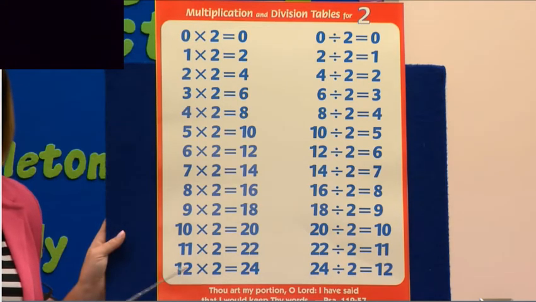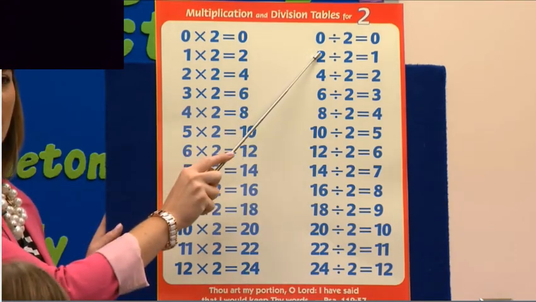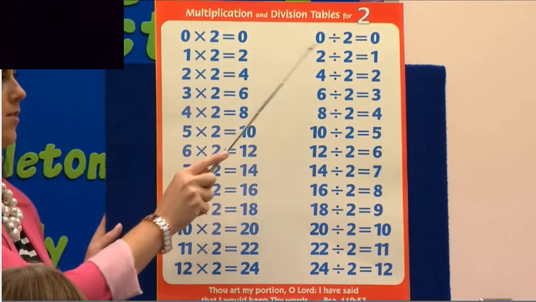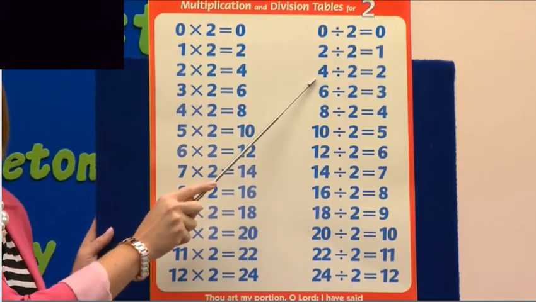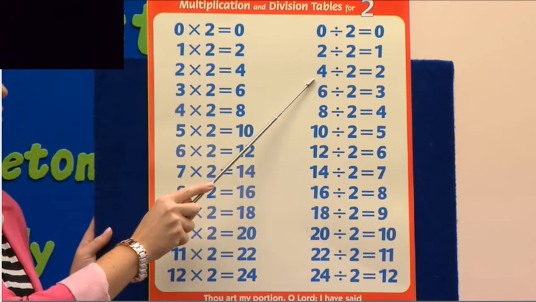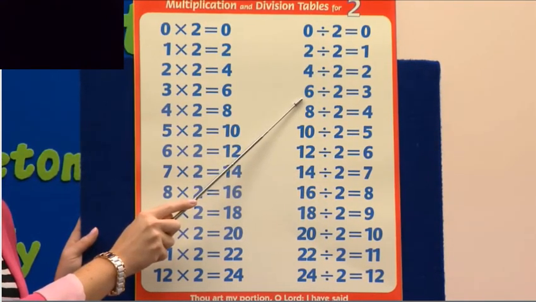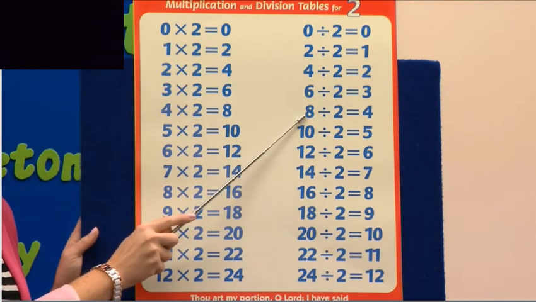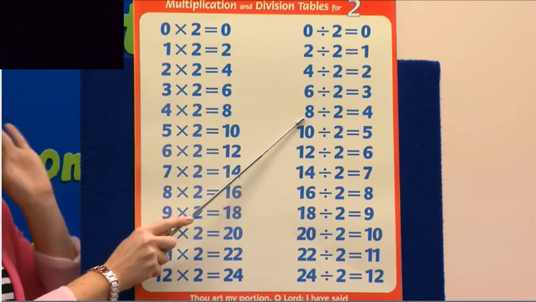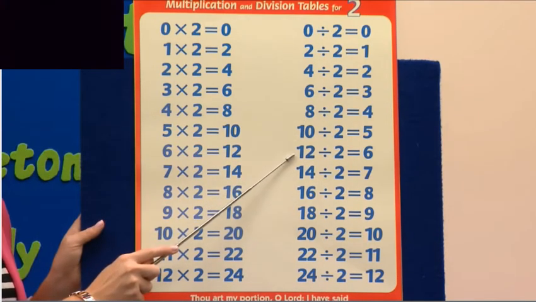If you had breakfast this morning, stand and say the division tables with me. Ready? 0 divided by 2 equals 0. 2 divided by 2 equals 1. 4 divided by 2 equals 2. 6 divided by 2 equals 3. Have a seat, and if you have blonde hair, stay standing and answer. 8 divided by 2 equals 4. Loud. 10 divided by 2 equals 5. 12 divided by 2 equals 6.